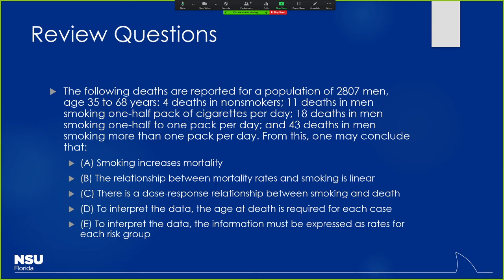Smoking increases mortality. We say the relationship between mortality rates and smoking is linear. There is a dose-response relationship between smoking and death. To interpret the data, the age at death is required for each case, or to interpret the data, the information must be expressed as rates for each risk group. What do we think? E. Let us find out. Actually, it is E. So why couldn't you say that smoking increases mortality just based off this information?